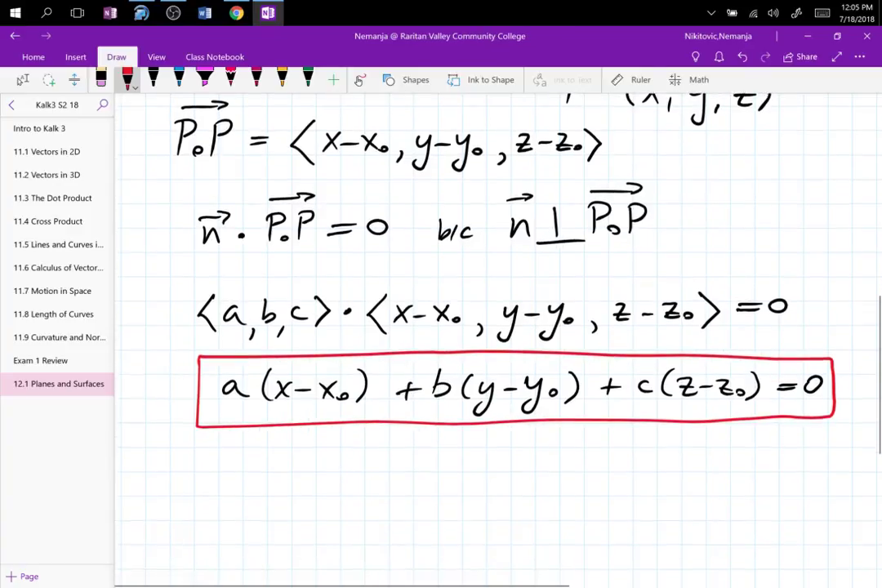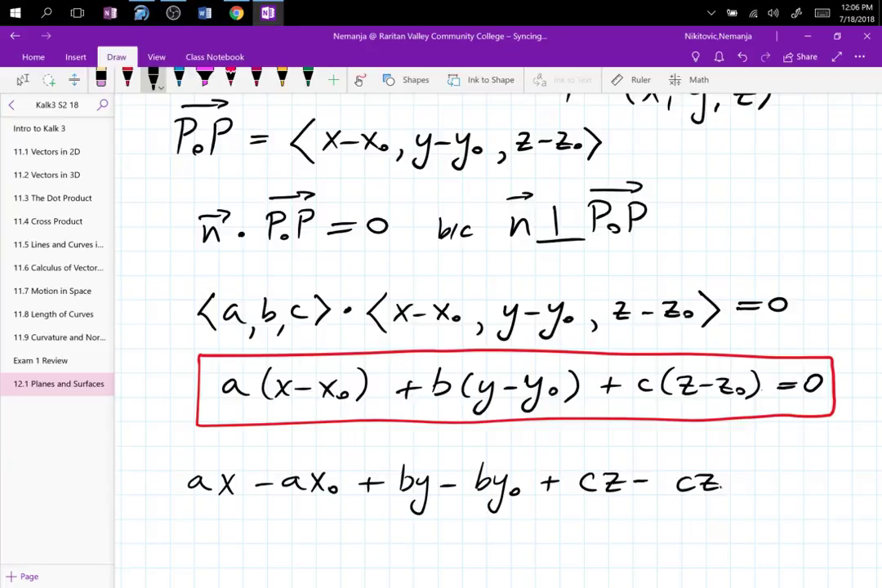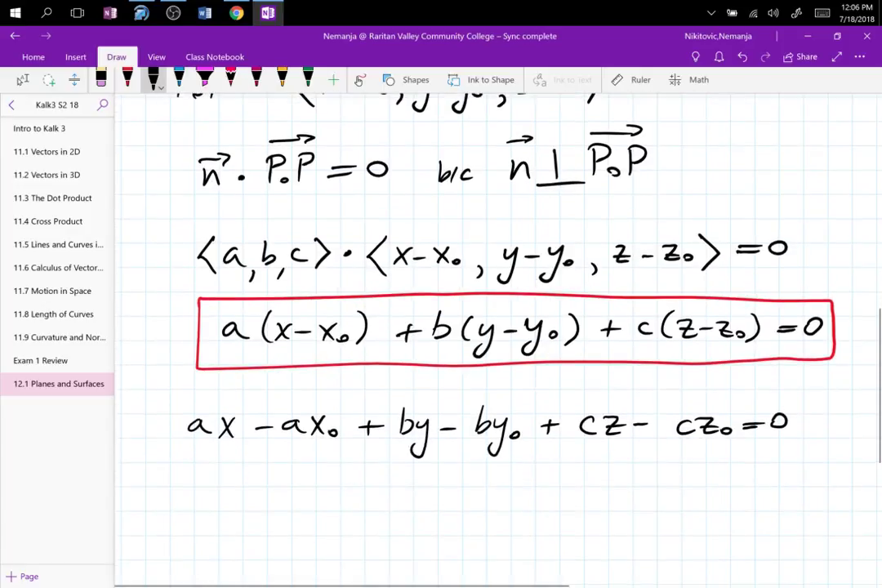This is the equation for the plane, and now what I do is I distribute A, B, and C and combine all of the constants into a single constant which I'm going to call D. So when I distribute, this is the alternate form now. I have AX minus AX0 plus BY minus BY0 plus CZ minus CZ0 equals 0.